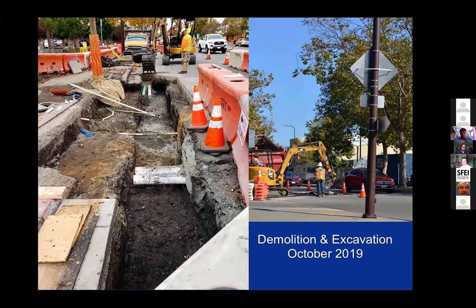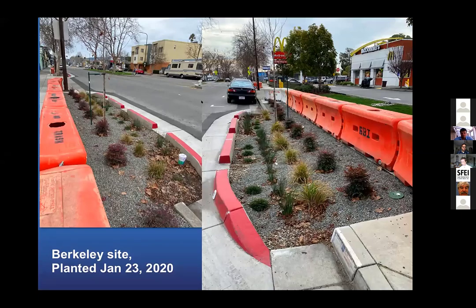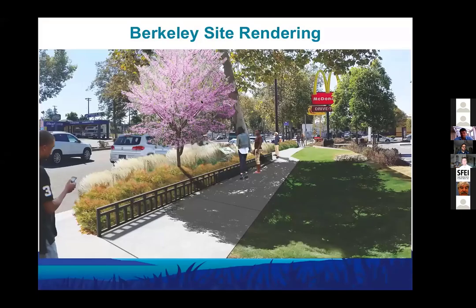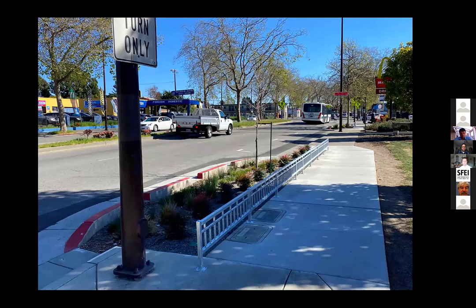We'll just race through these next three. This is that site as it's initially planted. This is a rendering of what that site is supposed to look like. And the next slide is what it looks like today. So pretty close. We feel really proud of that one. And like I said, it was actually one of our simplest ones. It's just curb extensions with curb cuts leading to this space.